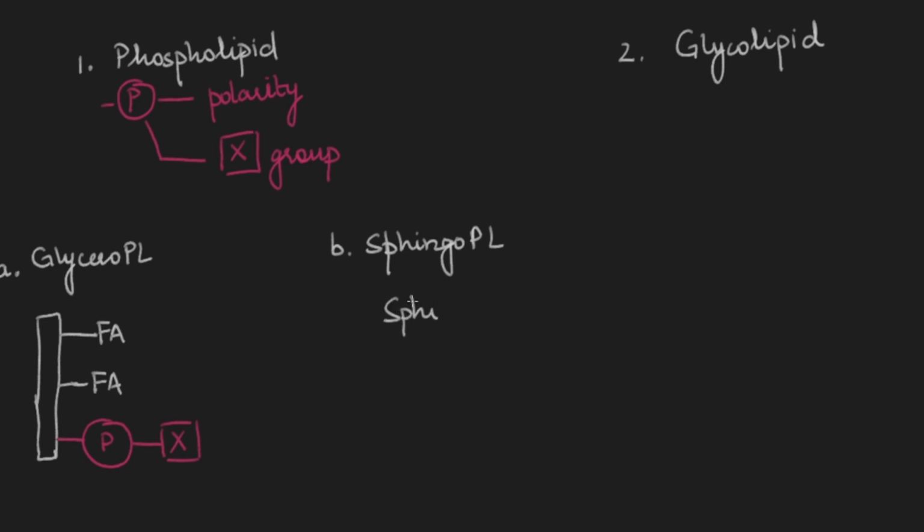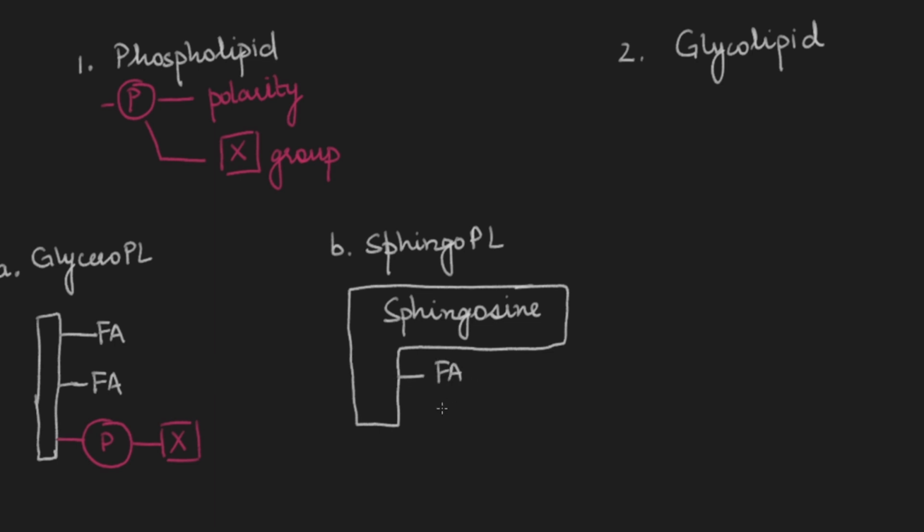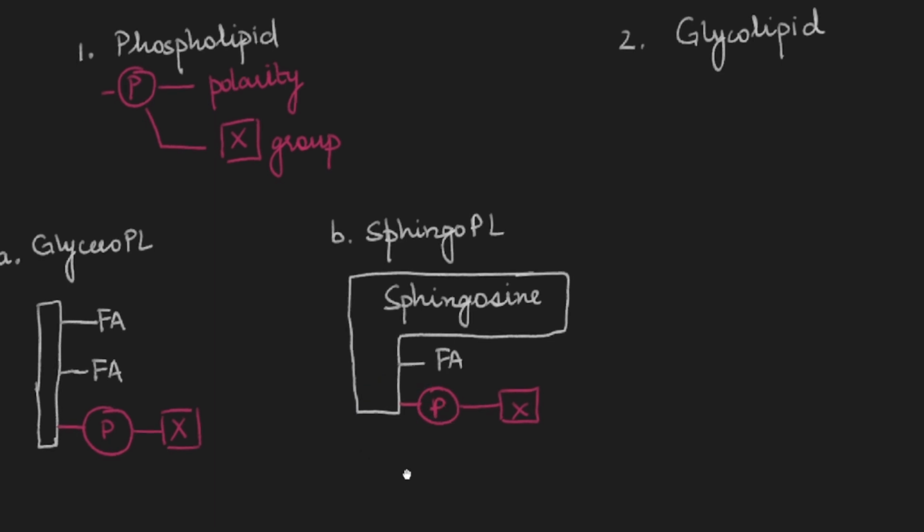Sphingophospholipid has the alcohol sphingosine. And this sphingosine is very large in size. To the sphingosine, only one fatty acid is going to attach. And at the second position, a phosphate group is going to be attached. And to this phosphate group, some X conjugate group will attach.